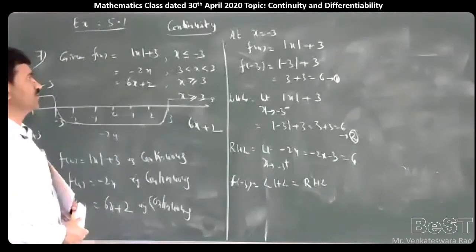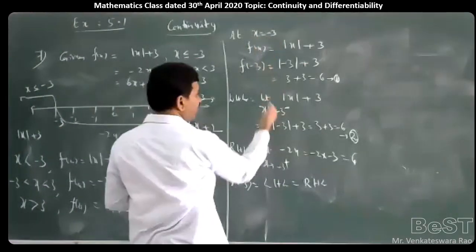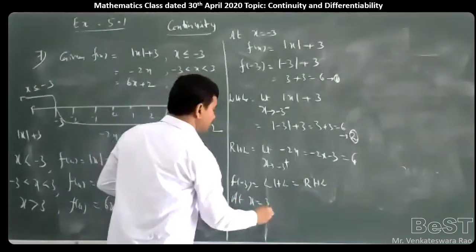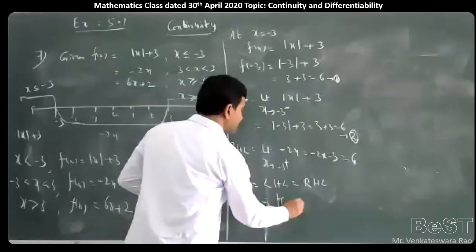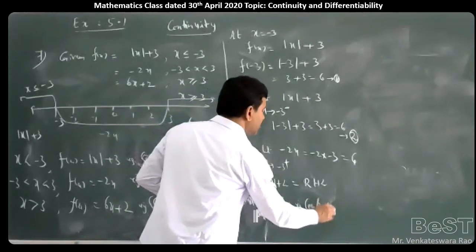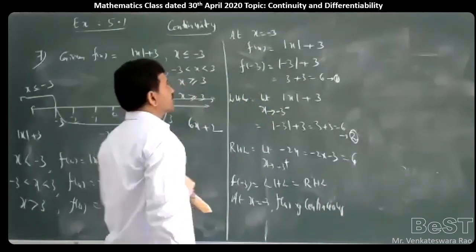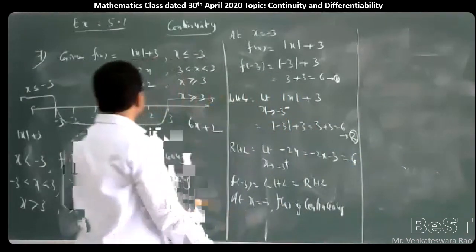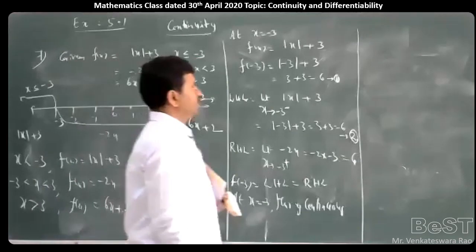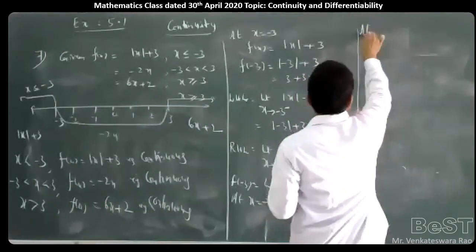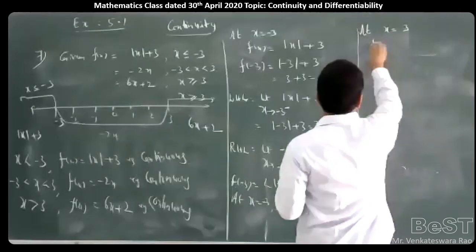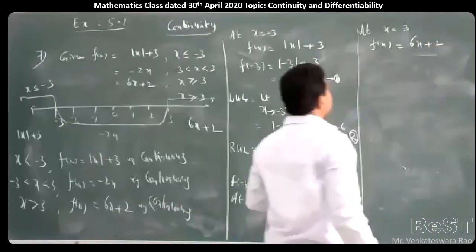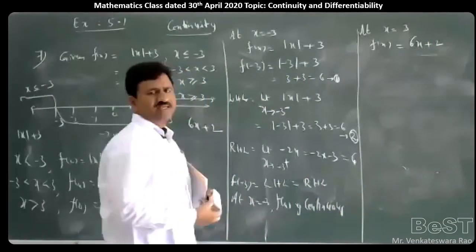So what can we write? At x is equal to minus 3, f of x is continuous. One more point, still we have to decide at x is equal to 3. What is the function? F of x is equal to 6x plus 2.